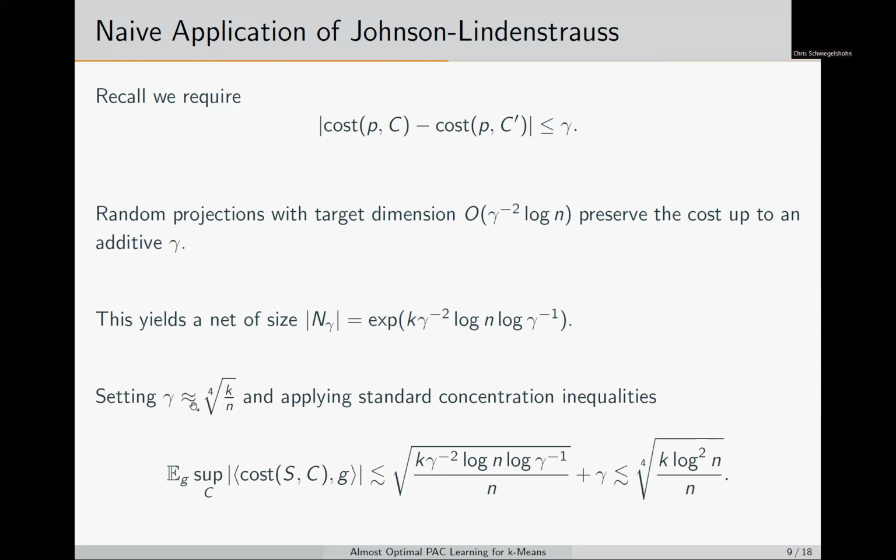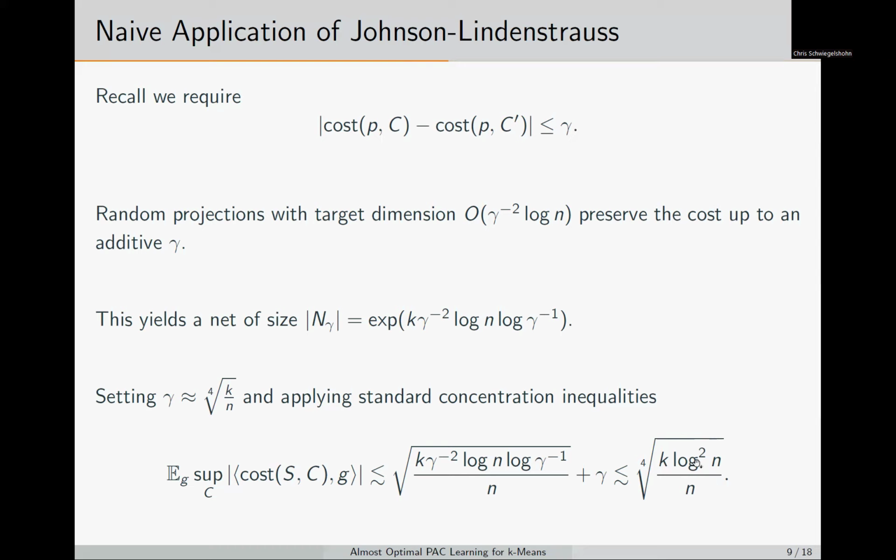And if we now set gamma to be of the order of the 4th root of k over n, and do the same analysis from the slide before, we obtain this concentration. So we get square root of k times gamma to the minus 2 log n, times log gamma to the minus 1, over n, plus gamma. And this actually may seem a lot worse than the square root of kd over n term that we had before, because now the convergence rate is of the order of the 4th root of k over n, if we ignore the log factors.